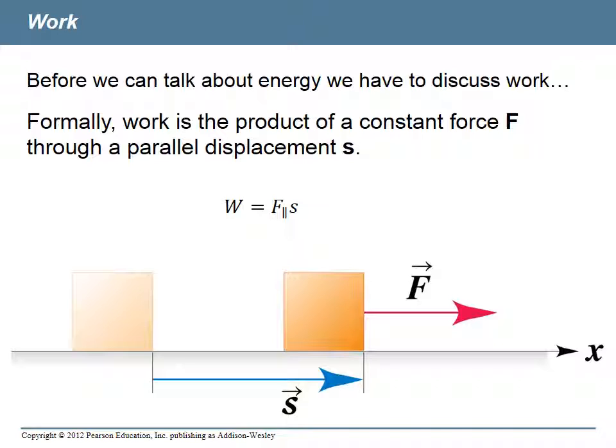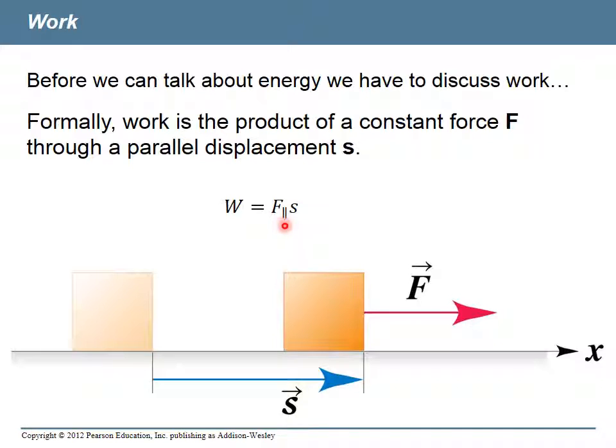So before we talk about energy in great detail, though, we need to talk about work. Work and energy are closely related. They actually have the same units. But formally, the way that work is defined in physics is that we have a force, some force F here, and we have some displacement, which we'll call S. Both of these are vector quantities. And the work done is the product of the force and the displacement S.